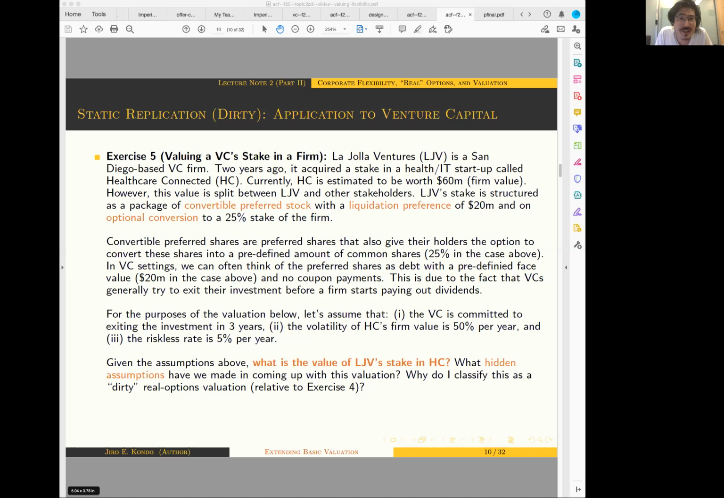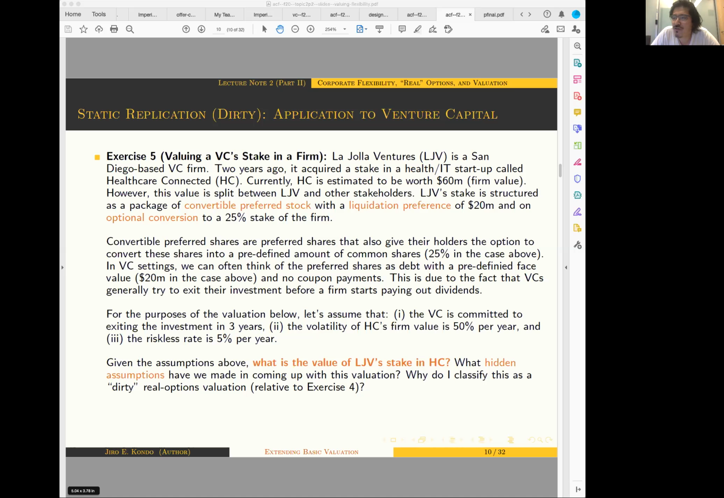So the company is worth 60 million as a whole, or at least that's what we guesstimate. However, this value is split between LJV and other stakeholders. As I said, I've mentioned them before: employees in the startup, the founders of the startup, and other investors in the startup.